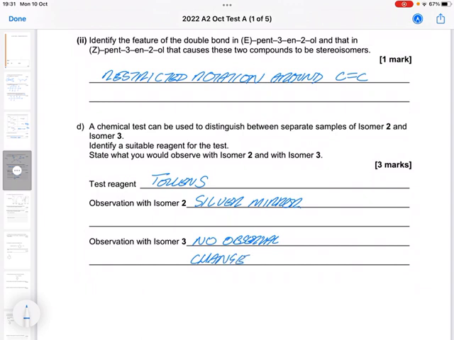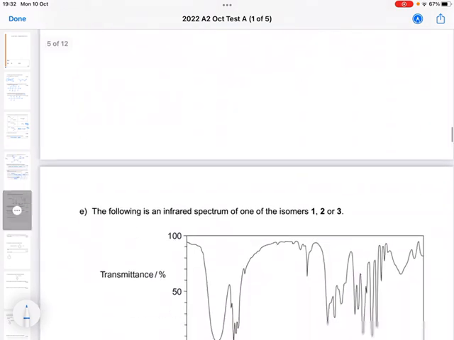Now, if you were to use Fehling solution, you would see a brick red precipitate here, and again, no observable change with isomer 3. And if you were to use acidified potassium dichromate, you would see orange to green over here, and again, no observable change down here. Okay, so those are your other options.